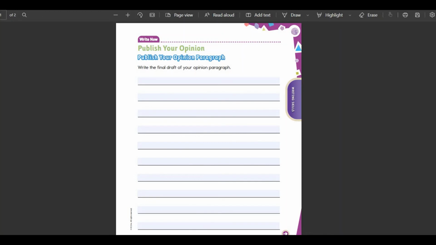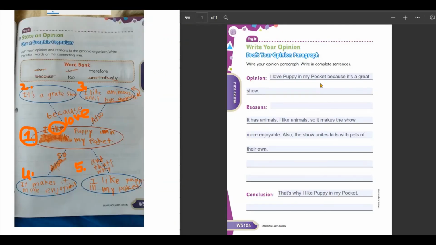Let's go back to your draft. Okay, so that's your draft. But remember how we suggested some strong words to replace some of the words that you used in your graphic organizer? Stronger words help make your opinion sound stronger. So here you've written, I love Puppy in My Pocket because it's a great show, instead of just, I like Puppy in My Pocket, right? Sounds stronger. Here you say, I like animals. Maybe instead of "like animals," you could say, what was another word that we looked at in your lesson guide? I love, fond of, adore. Maybe we could use "adore." I adore animals.